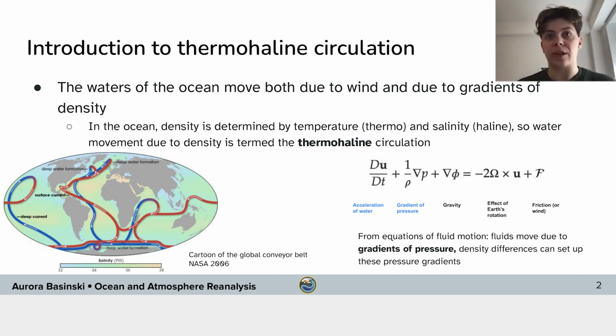We won't worry too much about the specifics of the equation, but I just want to point out that the du by dt term, which is on the left, can be seen as the acceleration of the fluid, which in this case would be seawater. And then we can just think of every other term as things that would affect this acceleration. So for example, the far right term is friction, and this is how we would see the role of wind come in and affect the fluid.